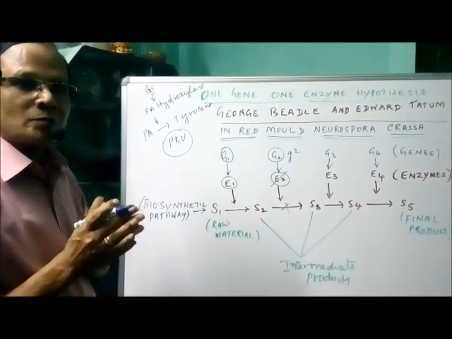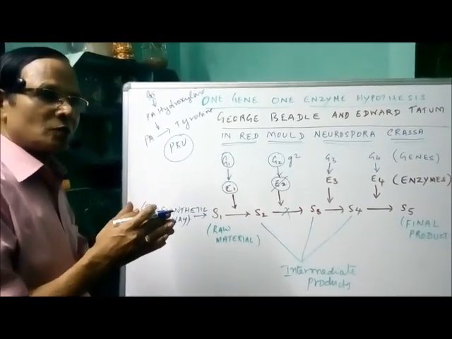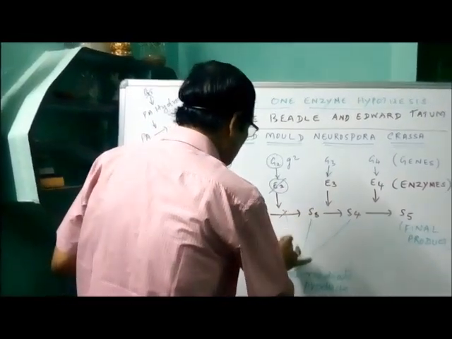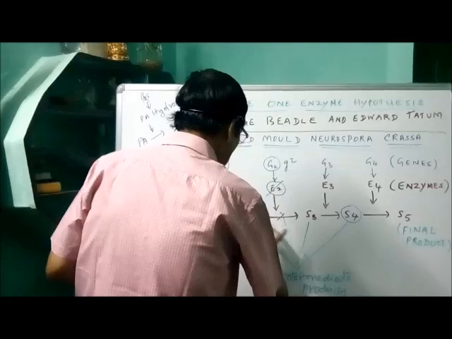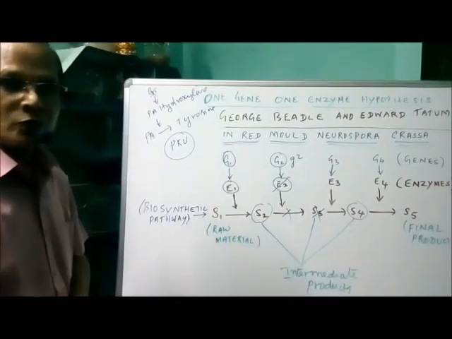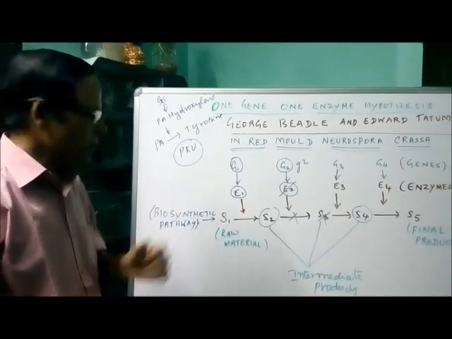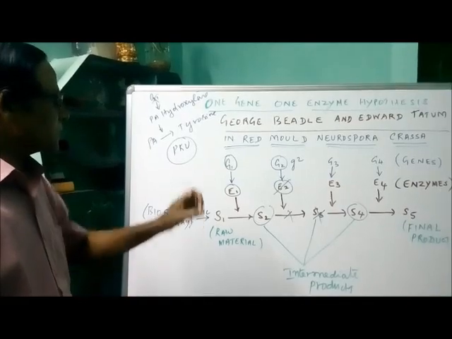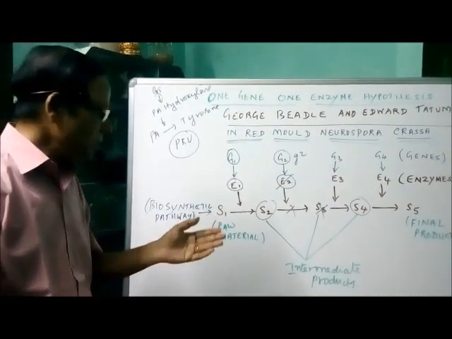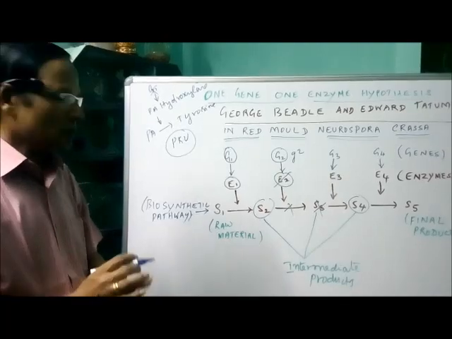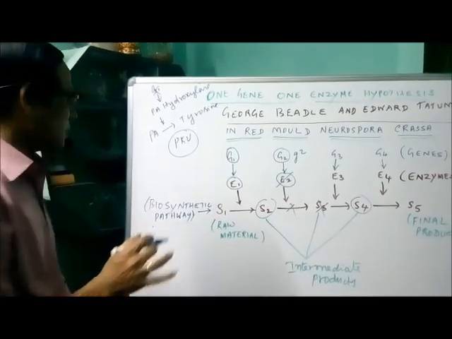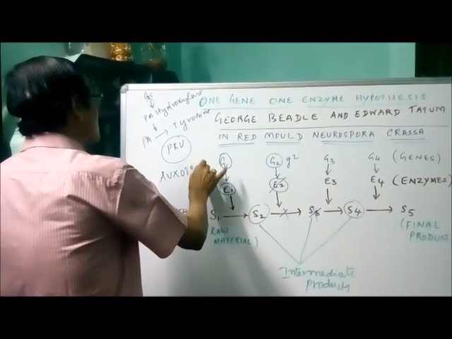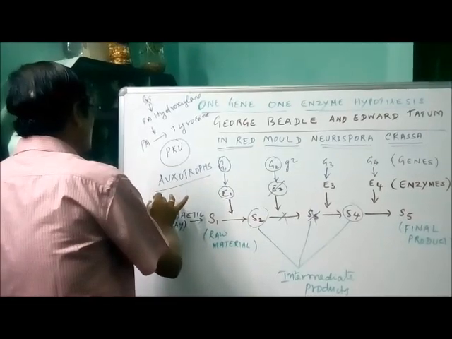Such varieties are called mutant varieties. They are called nutritional mutants because they are unable to convert one substance to another, one product in between the two. For example, between S2 and S4, the substance S3 is missing in the mutant variety of Neurospora. So it needs the addition of S3, then only the process continues. Such mutant varieties which need the addition of a substance to complete the biosynthetic pathway are called auxotrophs. These are called nutritional mutants.